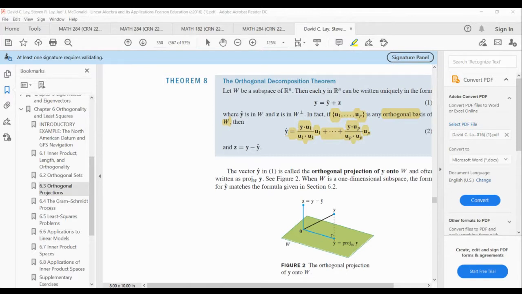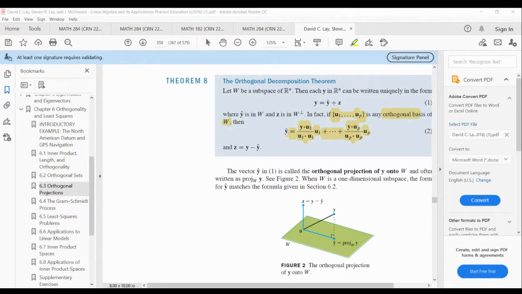I want to be a little bit careful here now. Yes, what we'd have to do, if we're going to use this Theorem 8, is we would need an orthogonal basis for that subspace W, the column space of the matrix A. Okay, and we could do that.